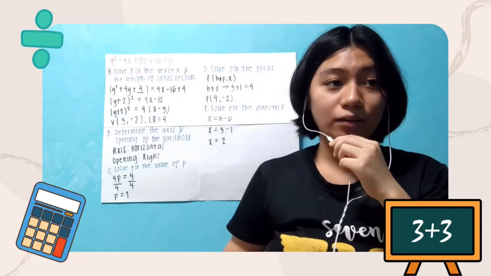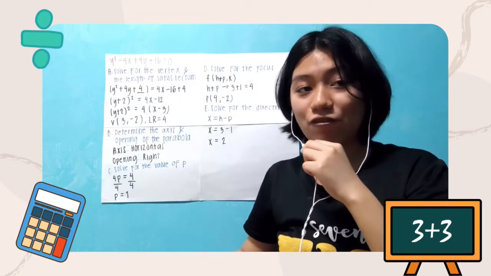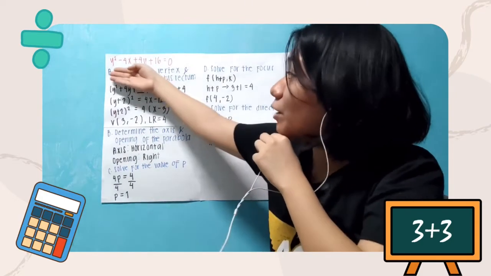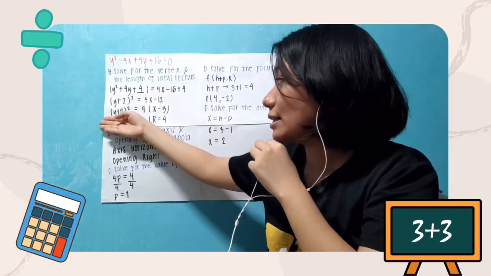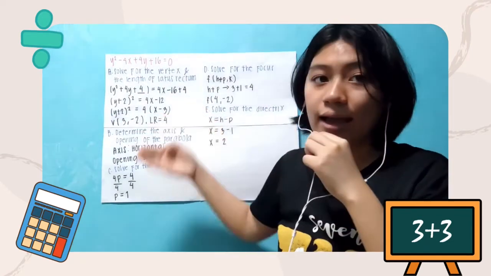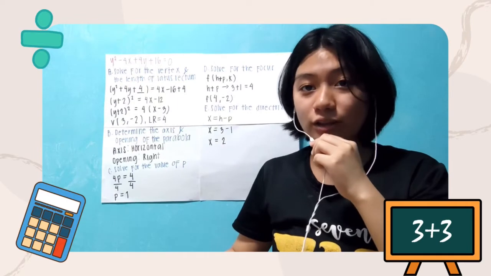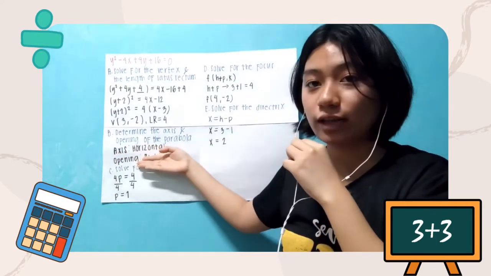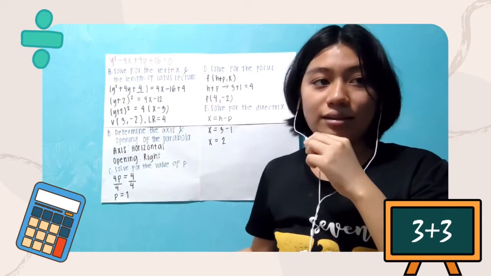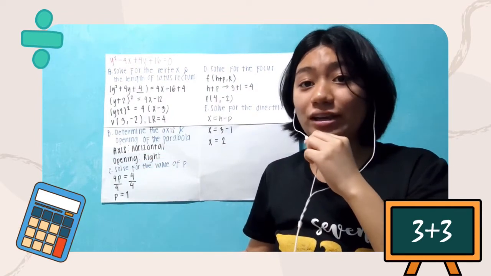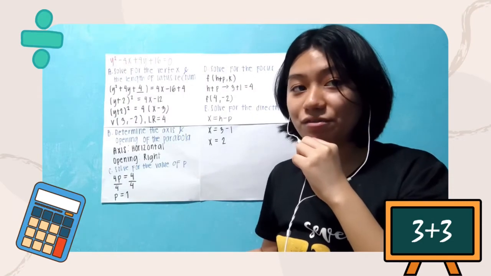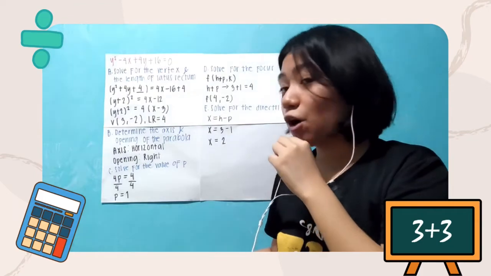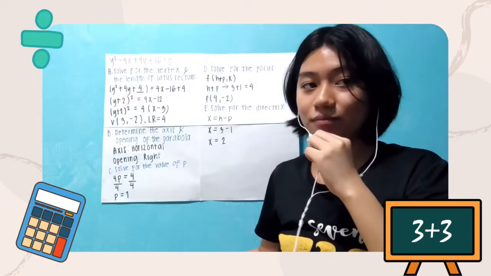Then after that, we need to determine the axis of the parabola. Based on the general equation and the standard equation, it is in the form of a horizontal parabola. Therefore, the axis here is horizontal. Then, since the length of the latus rectum is positive 4, the opening here is right.